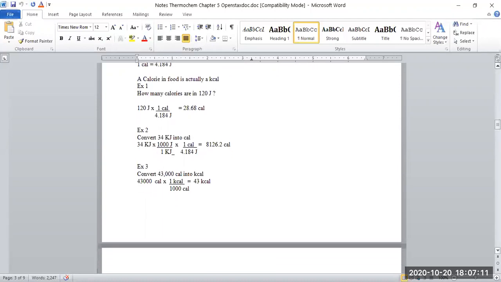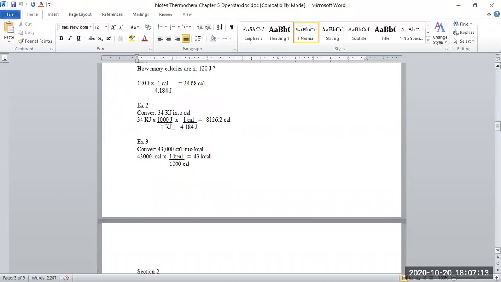Sometimes you will also see just conversions between calories and kilocalories, as well as, and I didn't give you an additional example, but you might also see conversions between joules and kilojoules. Same premise. Kilo means 1,000. If I have 43,000 calories, if I divide by 1,000, that's going to give me 43 kilocalories.